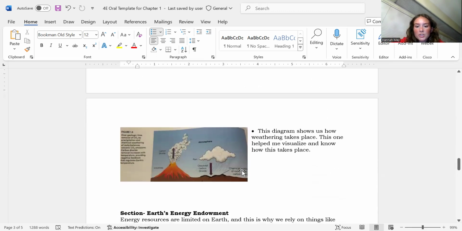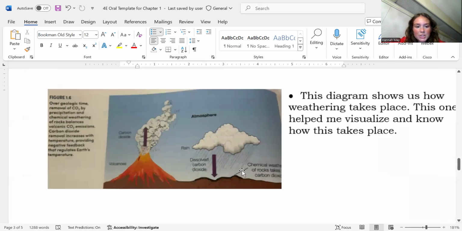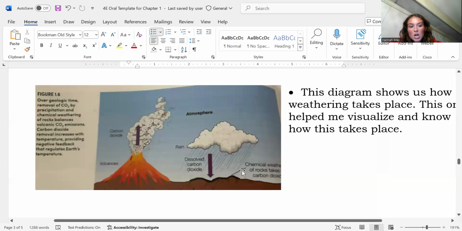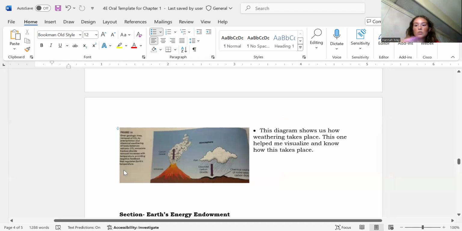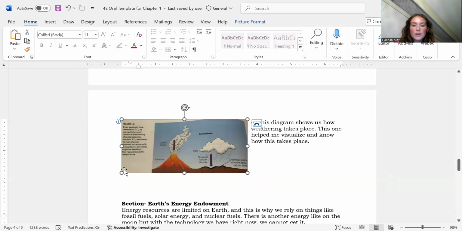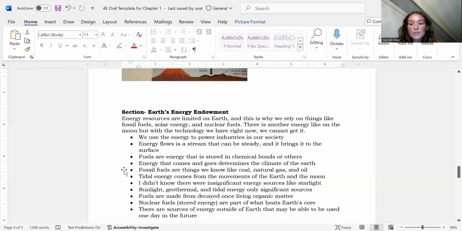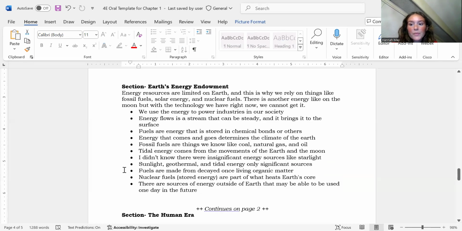And this diagram really shows weathering, because it shows from the volcanoes that the carbon is released into the air and the atmosphere and then it mixes with the rain. So when it rains, it reacts with the rocks, which causes weathering. I just liked how it drew it out for me and I was able to get a better visualization of that.